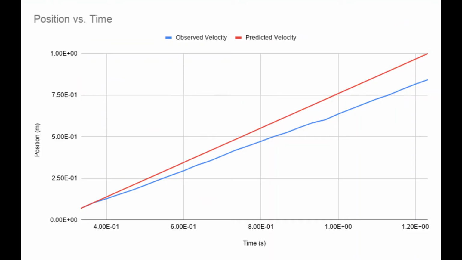Finally, I transferred the data from both Tracker and GlowScript to create a line graph that displays both the observed velocity and predicted velocity versus time. As you can see, the observed velocity line is neither straight nor constant, and that is due to the fact that friction was actually acting on the ball, which slowed it down as the ball traveled further. That is why the blue line, the observed velocity, is lower than the predicted velocity, the red line, and gets farther away as time goes on.